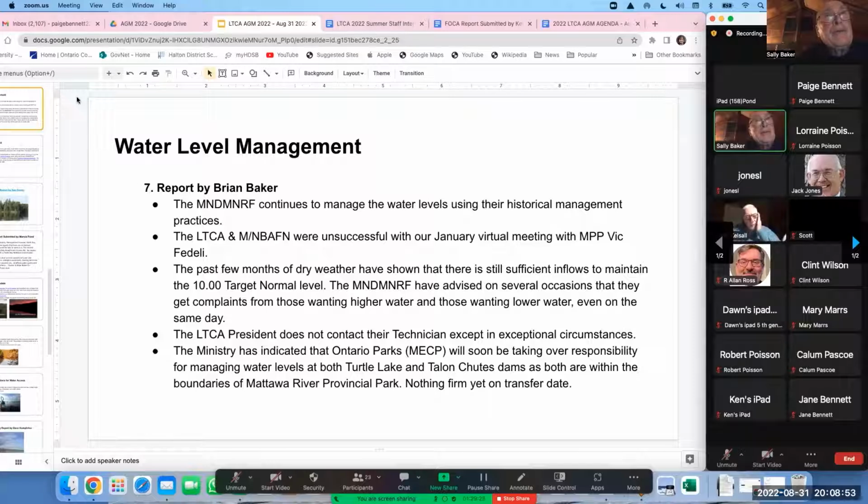Those of you who have followed the water level from the automatic recording machine, generally it's been just over the 10.0 most of the summer. It has dropped a couple of times, but it hasn't gone up into the high range.